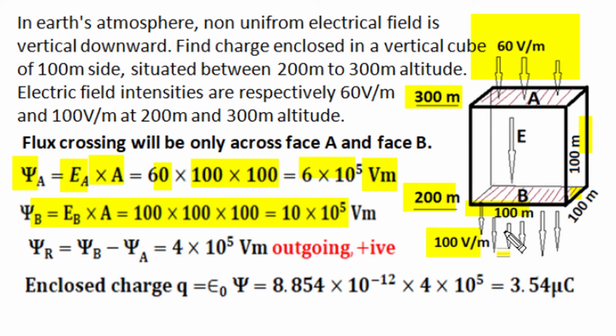So the net flux across this cube is net outgoing flux minus net incoming flux, and it is a net outgoing flux of 4 into 10 to 5 volt meter, and as per Gauss law it clearly indicates that this 4 into 10 to 5 is enclosed charge upon medium permittivity, or enclosed charge is net flux multiplied by medium permittivity, and the permittivity of air is 8.854 into 10 to the minus 12 farad per meter, and the enclosed charge is 4 into 10 to the 5 volt meter times that. So the enclosed charge would become 3.54 microcoulomb.